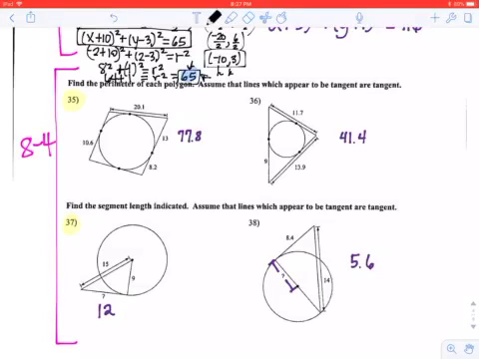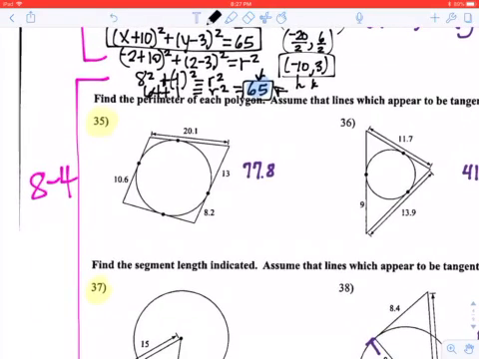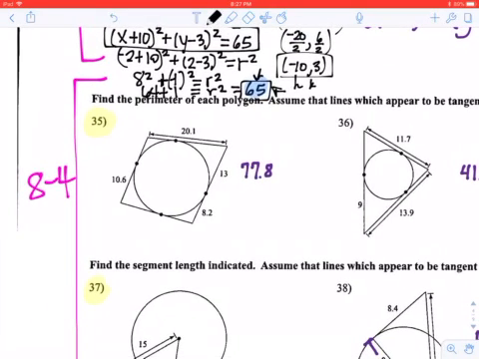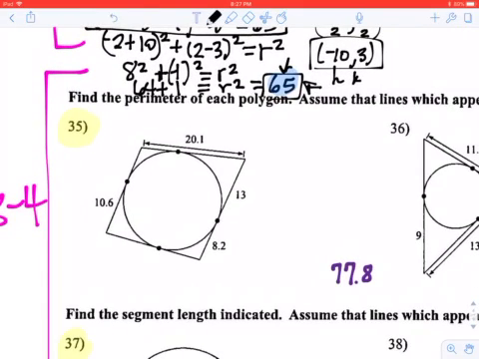Okay, let's look at number 35 now, which is now moving into 8-4. We want to find the perimeter of this polygon, okay? So there's my answer. We're going to figure out how we got that. So if this whole thing here is 20.1, that's important. We'll come back to that, though. What we really need to focus on is the theorem that applies to two tangents.